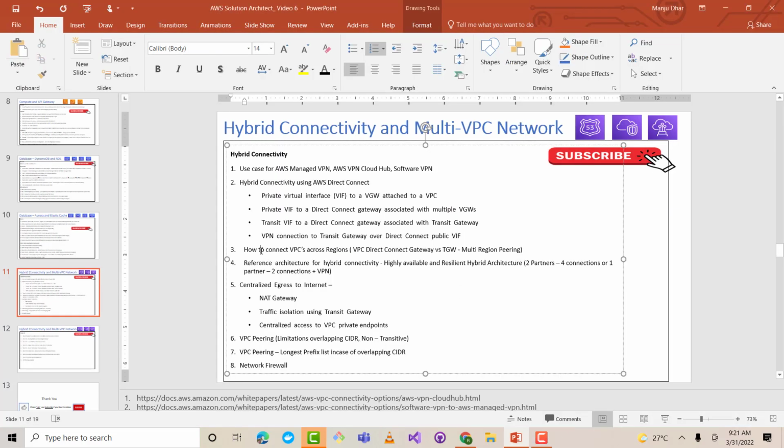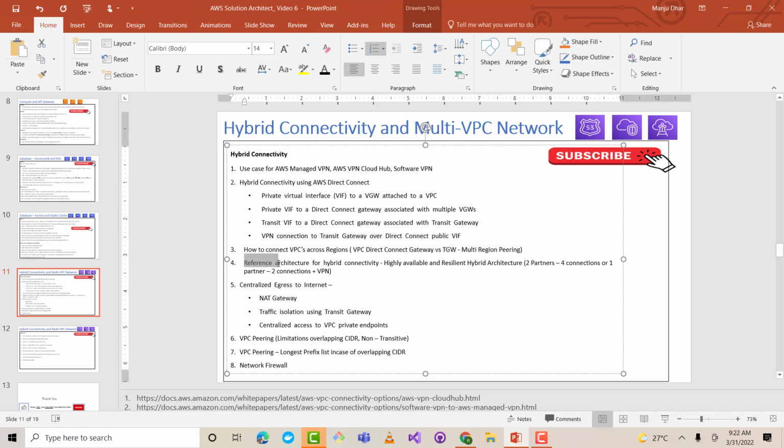Okay, now let's look at the third option, how to connect VPCs across regions. I think we already discussed this: the direct connect gateway allows you to connect across regions, but you can connect only 10 VPCs. With transit gateway, you can do multi-region peering if you want to connect to multiple regions that have your VPCs.